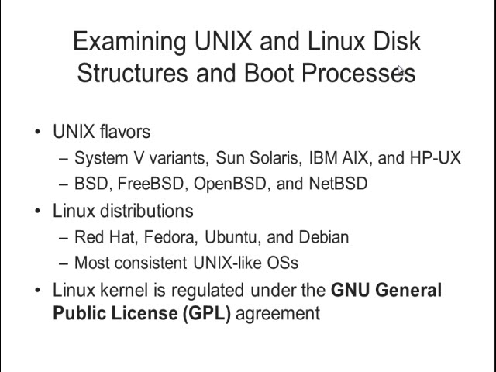Unix and Linux disk structures and boot processes. Unix flavors include System V variants, Sun Solaris, IBM AIX, HP-UX, BSD, FreeBSD, OpenBSD, and NetBSD. Linux distributions include Red Hat, Fedora, Ubuntu, and Debian.